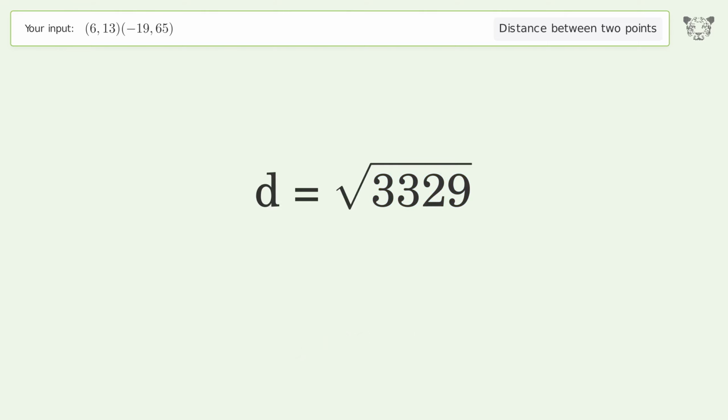And so the distance between the 2 points is the square root of 3,329, or 57.697.